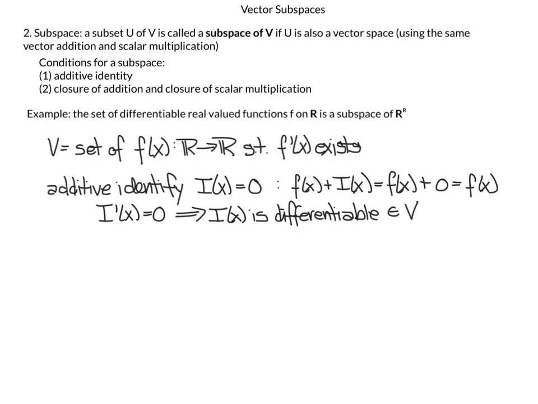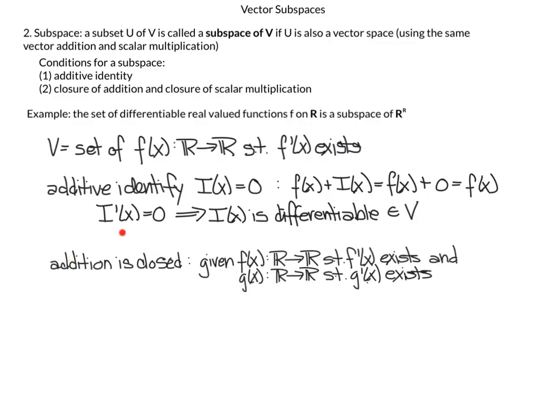The first thing to show is the additive identity. That's the function that maps everything to 0, right? That's the function that, when you add it to any other function, you get back the original function. So we want to show that this is part of V. Well, the derivative of I of x is equal to 0. We've shown that the derivative exists, it's differentiable. So I of x is differentiable and it's in V, so the additive identity is in our subset.